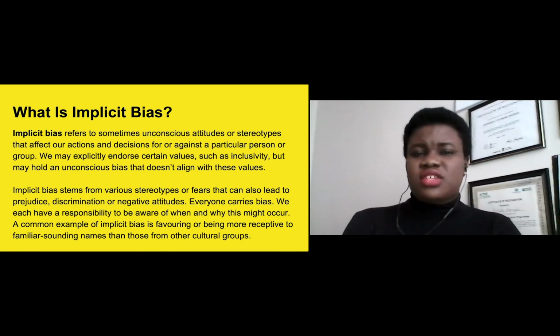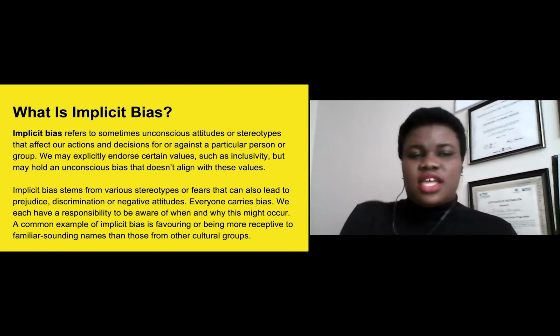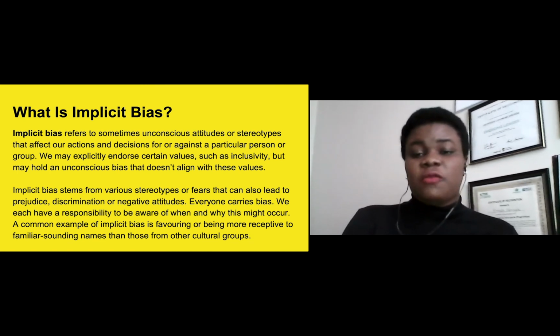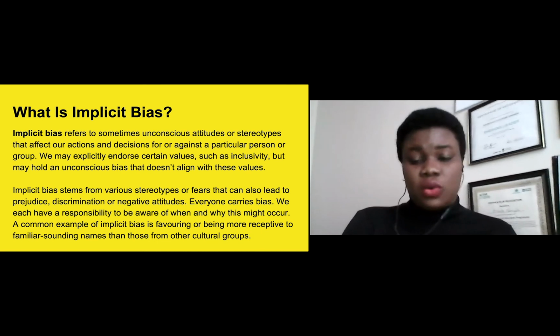Implicit bias refers to sometimes unconscious attitudes or stereotypes that affect our actions and decisions for or against a particular person or group. We may explicitly endorse certain values such as inclusivity, but may hold an unconscious bias that doesn't align with these values. And the thing to note here is that implicit bias stems from various stereotypes or fears that can also lead to prejudice, discrimination, or negative attitudes. Everyone, yes, I said everyone carries bias. We each have a responsibility to be aware of when and why this might occur.